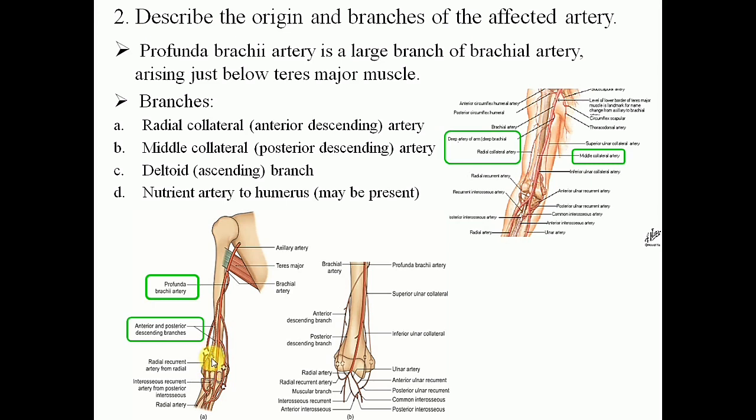The deltoid or ascending branch ascends between the long and lateral heads of triceps, and it anastomoses with the descending branch of the posterior circumflex humeral artery. And the fourth is the nutrient artery to the humerus, which is often present. It enters the bone in the radial groove just behind the deltoid tuberosity. However, we must remember that the main nutrient artery to the humerus is a branch of the brachial artery.